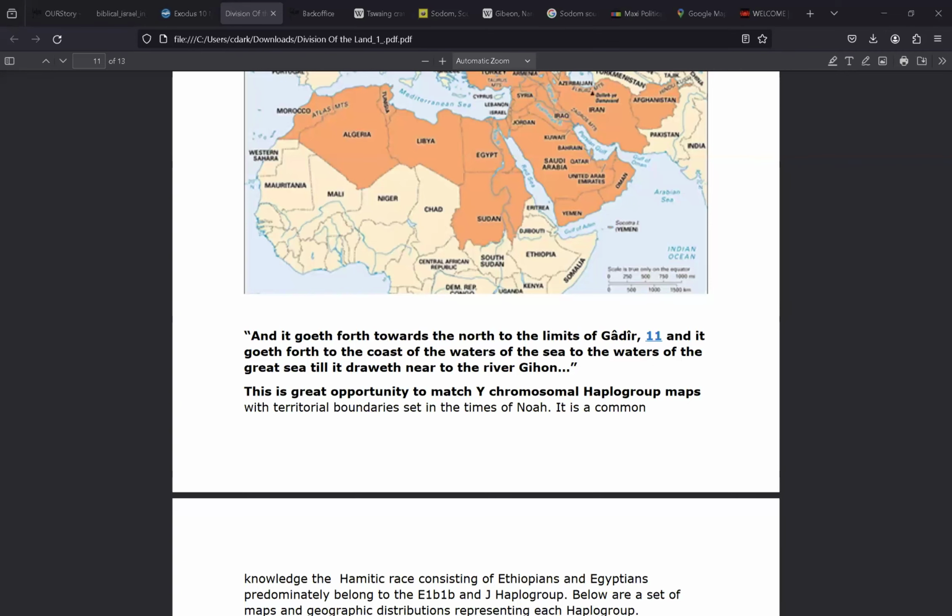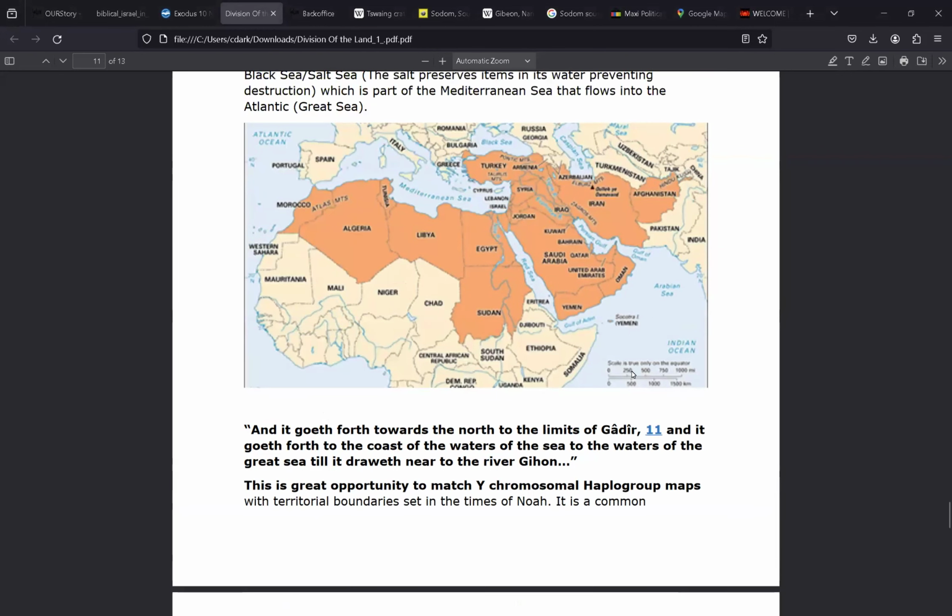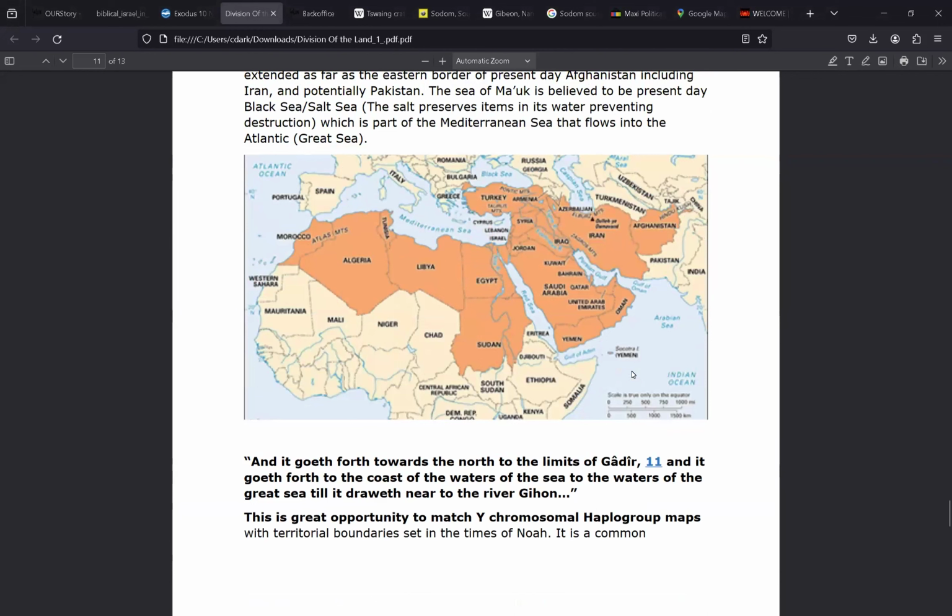All right, this is the second portion. So we know where the Shemite territory is. We know where the Japheth territory is. Now you're breaking down the Hamite territory, the three portions, three territories.